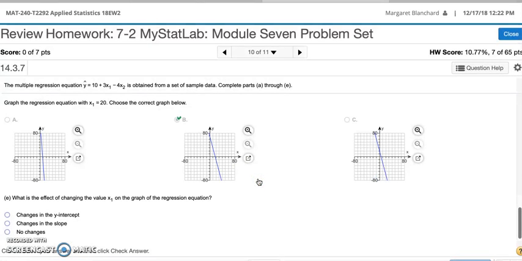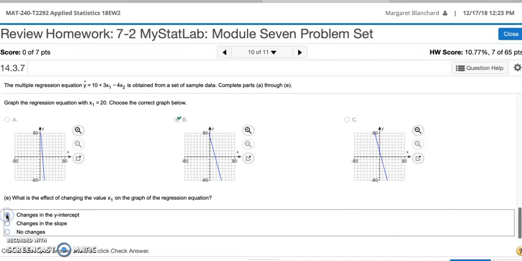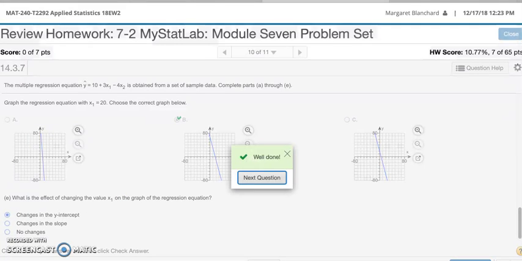Nice work. All right, what is the effect of changing the value x1 on the graph of the regression line? Well, it's not that there's no changes, because we definitely saw changes in the graph. Changes in the slope? Now we talked about that. For every single one of these graphs, our slope was -4. That never changed because that was the x2 coefficient. What we did notice is that the line seemed to move up and down on the y-axis. That was depending on where the y-intercept was. So changes in the y-intercept. Well done. If you have any questions about that, let me know.